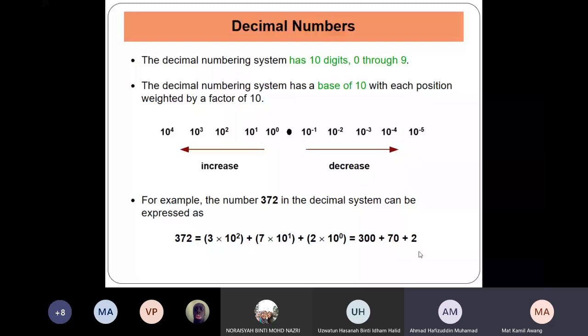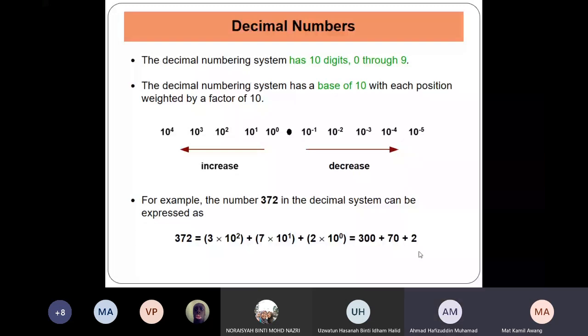So for example, if you have the number 372 in the decimal system, you can express it as 3 times 10 to the power of 2, plus 7 times 10 to the power of 1, plus 2 times 10 to the power of 0. So you have 300 plus 70 plus 2. Clear?